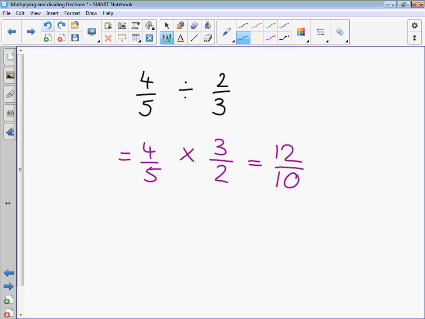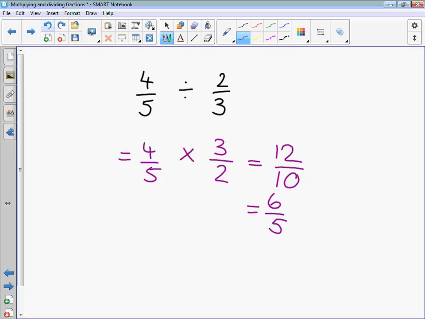Now my answer is 12/10, but it's not simplified, it's also an improper fraction. So I'm going to simplify it first. The number that goes into 12 and 10 is 2, so I'm going to divide them both by 2, and I get 6/5. This is an improper fraction answer.